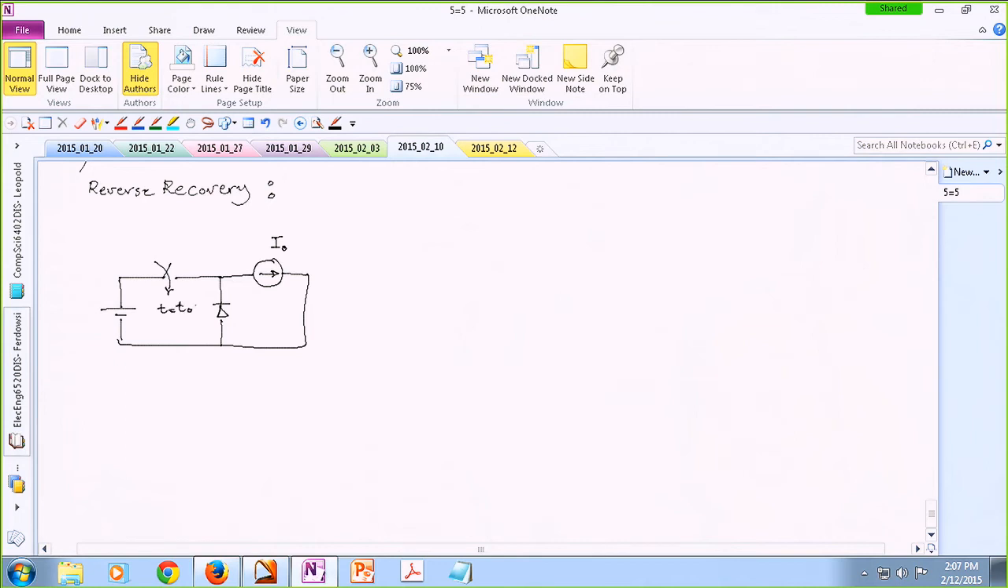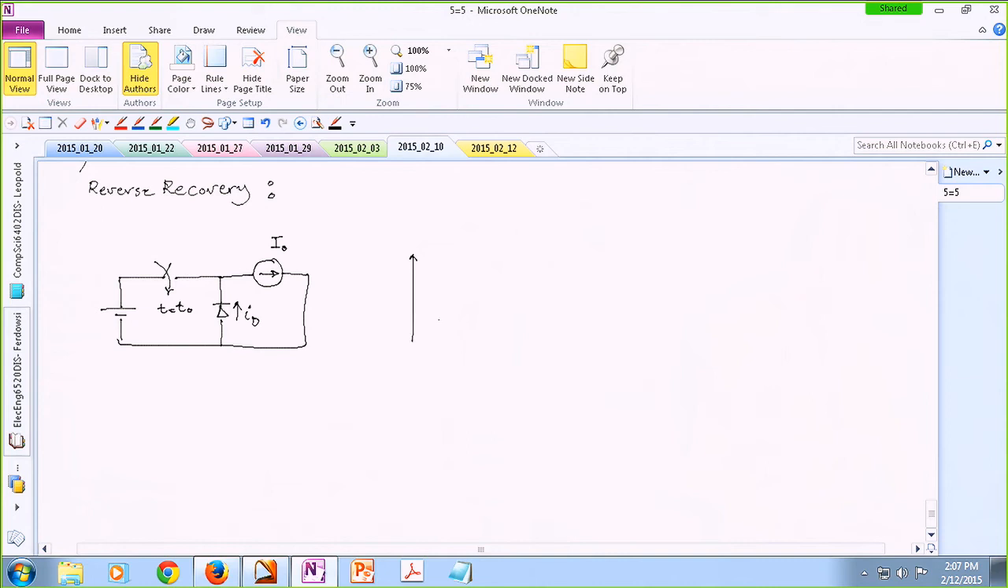So you have a diode that is forward biased, and a certain amount of current, like I0, is passing through the diode. Then all of a sudden you close this switch and apply a negative voltage to your diode, so you're forcing your diode to go to the reverse bias area. And the way the diode behaves, it looks like this.